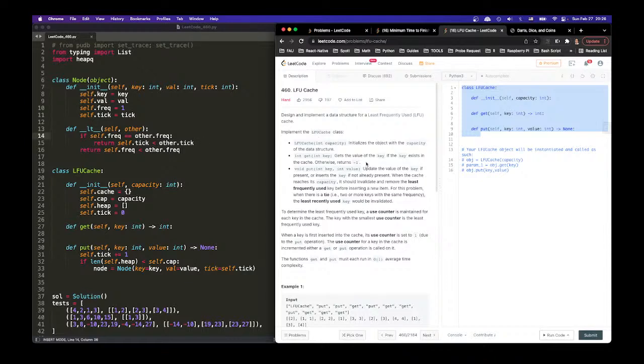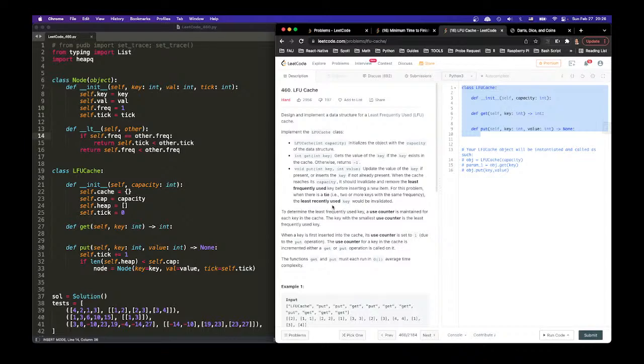And in addition to that, if the frequency is the same, you have multiple nodes with the least frequency used, then you shall pop the least recently used. So you need to keep another variable to check the tick. Well, basically just the time, right?